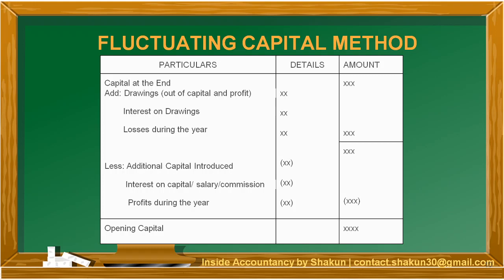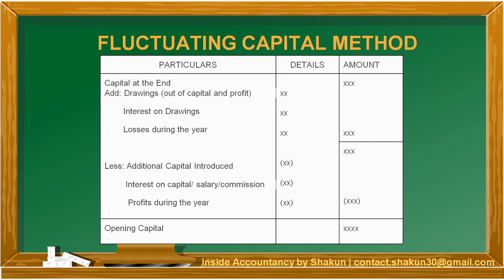Now, since we are starting with the capital at the end, the plus or minus sign would be opposite. Drawings are normally subtracted from opening capital, but here they will be added. Interest on drawings and losses are subtracted from opening capital, but since we are starting with the capital at the end, they will be added. Additional capital introduced, profits, interest on capital, salary, commission, all these are added to the opening capital, but here they are subtracted because we are starting with the closing capital.